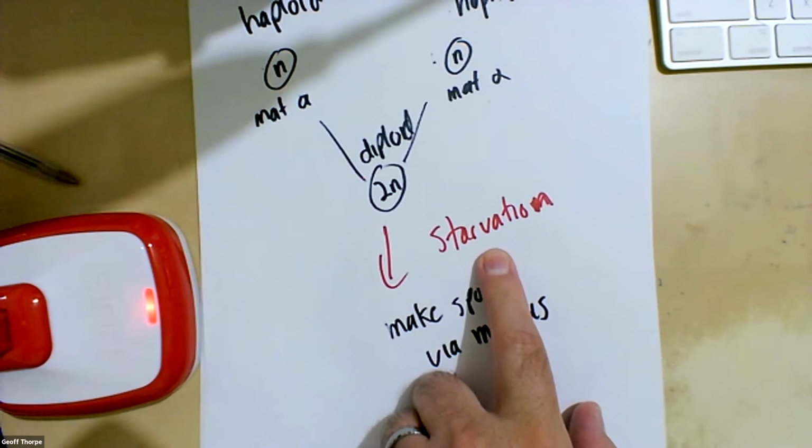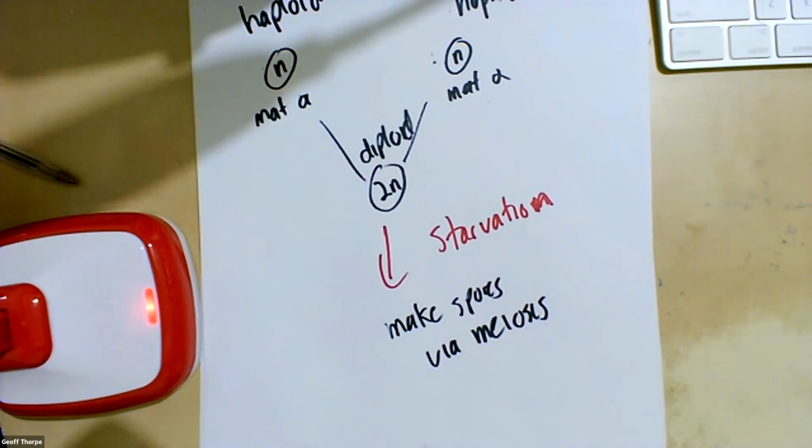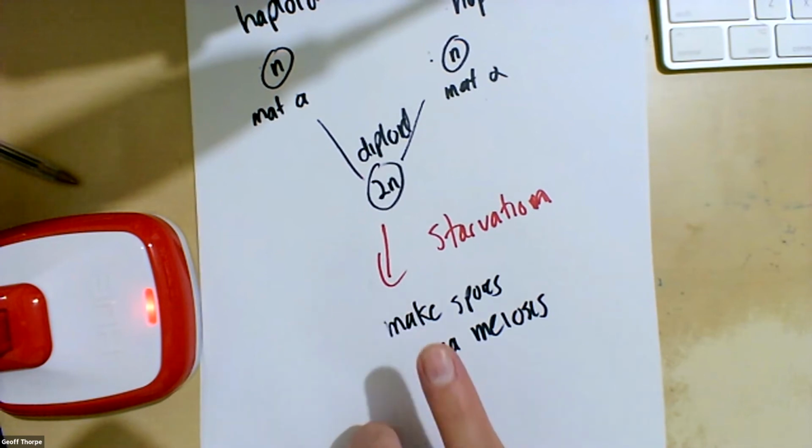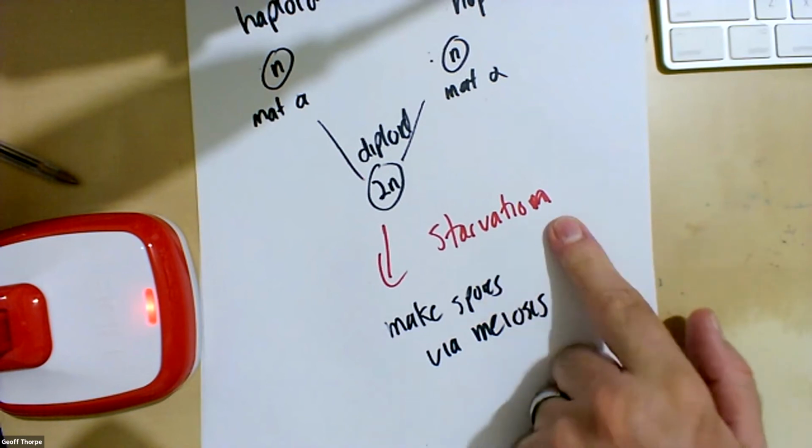So now we have starvation. Now we have a selection pressure that can threaten the whole population. So they can change their strategy. They can now make spores via meiosis, where they can introduce variation. And by introducing that variation, they now have variation in the population that increases their chance that a variant will be able to survive the selection pressure of starvation.